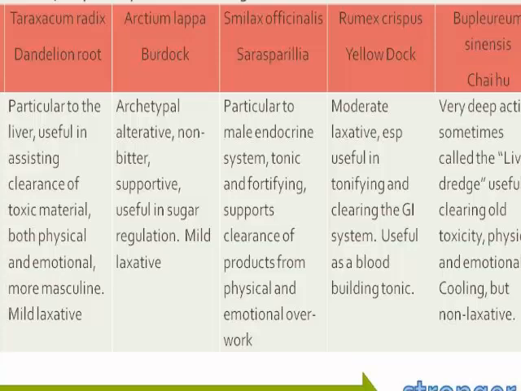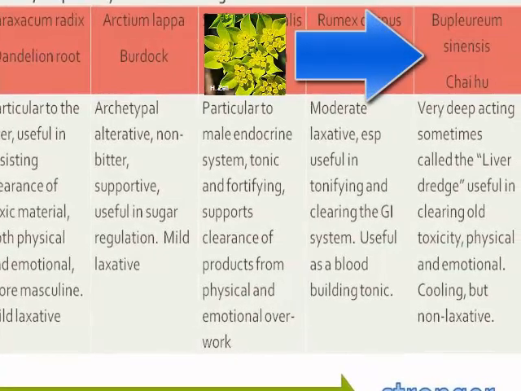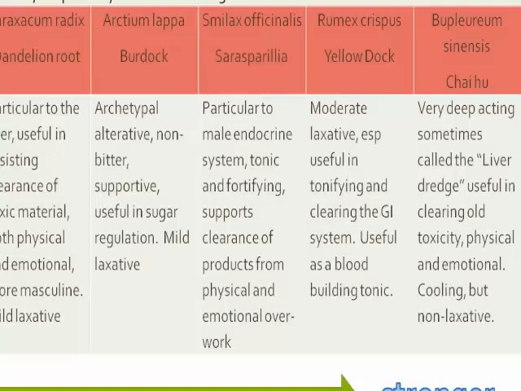And lastly, one that really doesn't show up a lot in Western botanical medicine, but is used very commonly in TCM, in traditional Chinese medicine, is our bupleurum, our chai hu. This one is probably our deepest acting liver alterative. This one is used for old stuff, be it emotional or physical or just buildup of toxins in the liver. This one goes pretty deep.